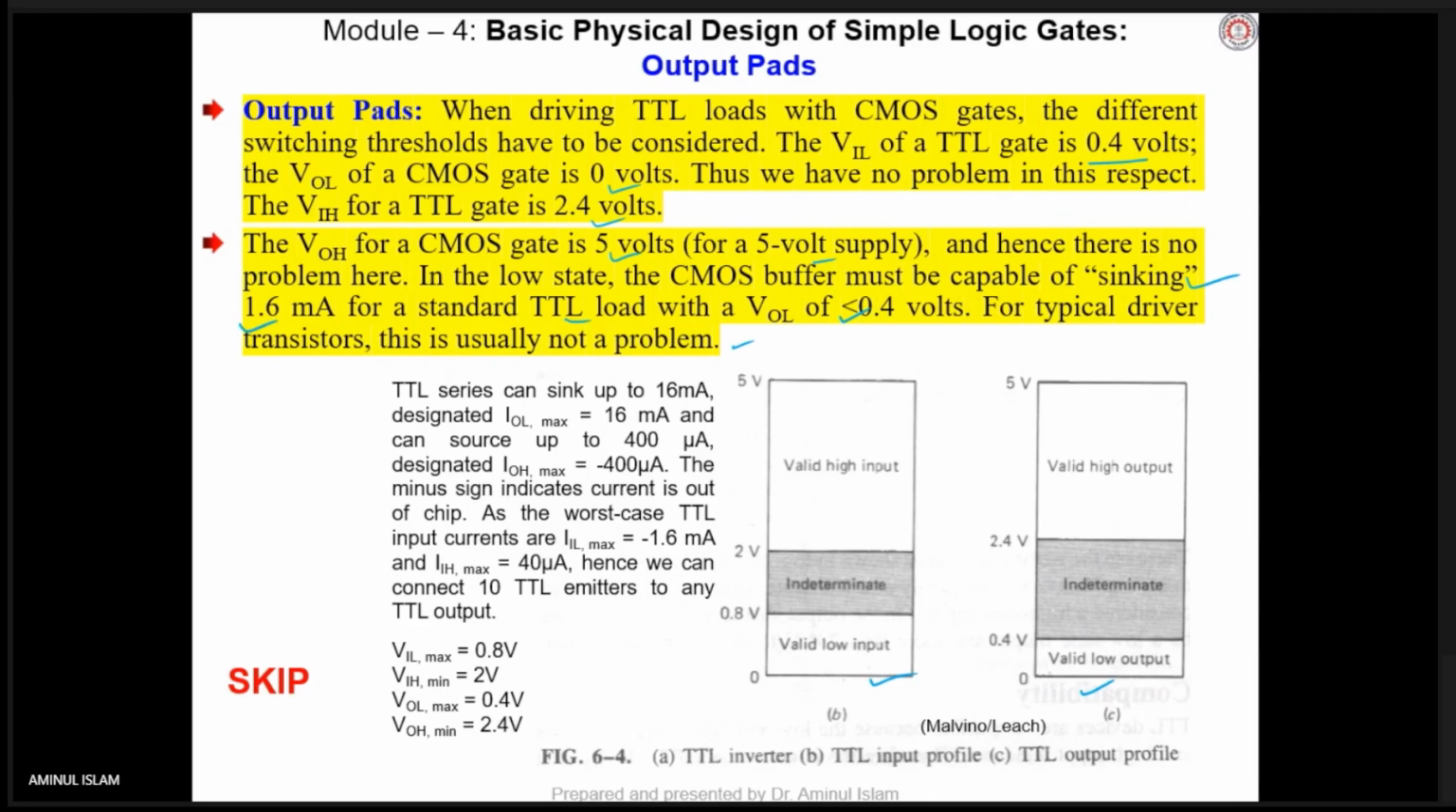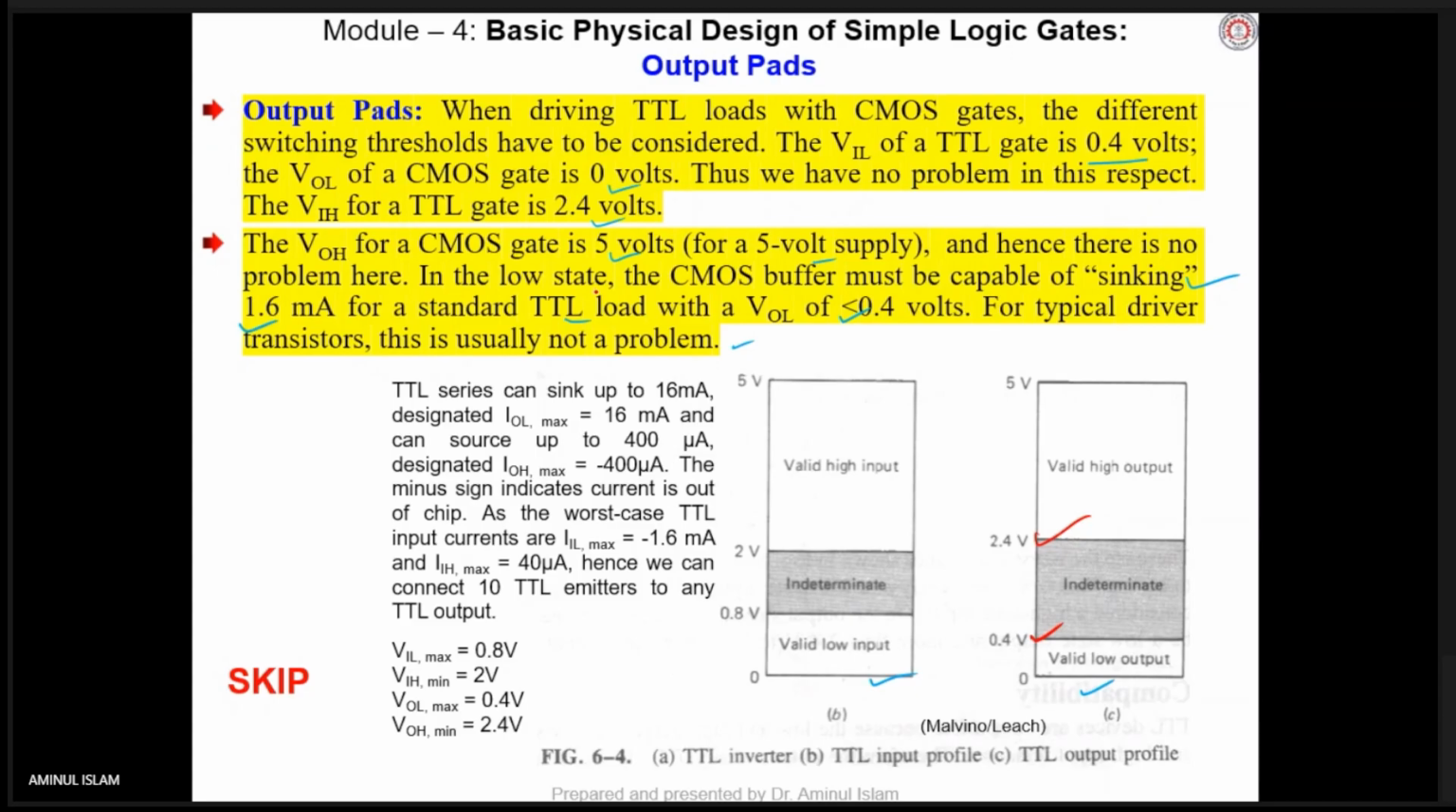The VIL of a TTL gate is 0.4 volts. You know VIL and all, you are aware of it. See the output profile, VIL is 0.4 volts. The VIL of the CMOS gate is 0 volts. Thus, we have no problem in this aspect. The VIH for a TTL gate is 2.4 volt. The VIH for a CMOS gate is 5 volts for a 5 volt supply system, and hence there is no problem here also.